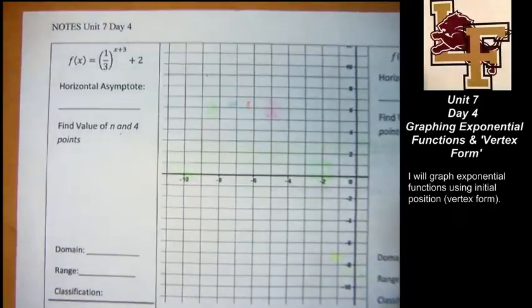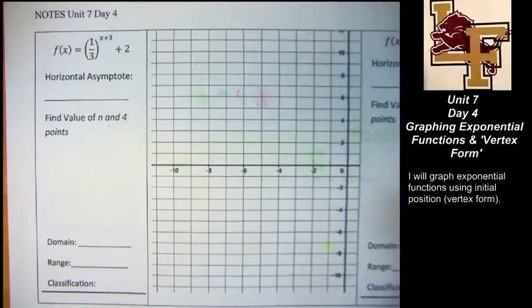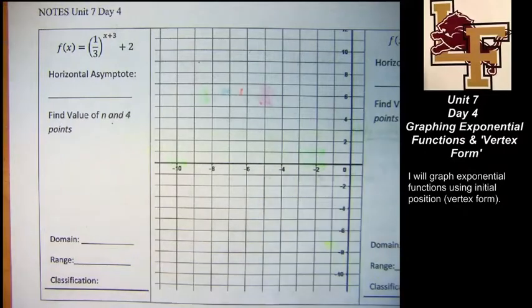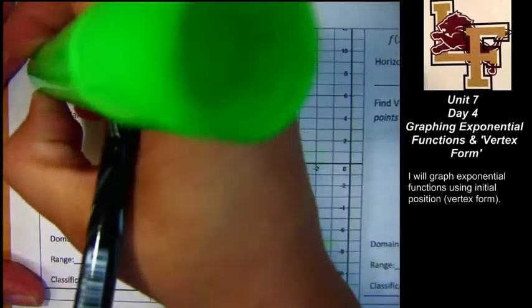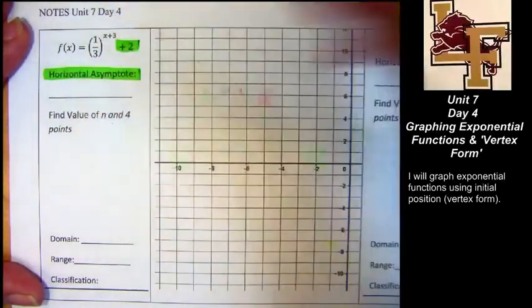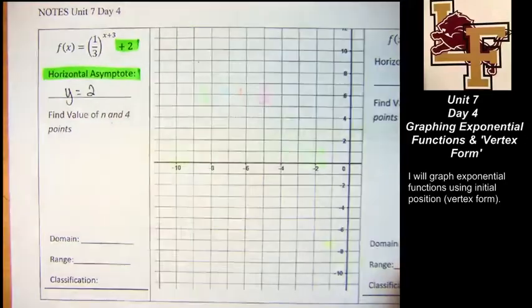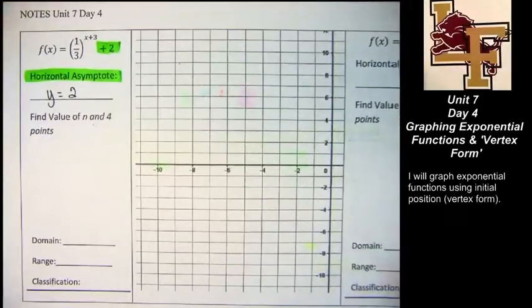Let's start at the top of the notes, day 4. That's on the back of your page 3 notes, by the way. We're going to start with the function on the left. Before we graph, we're going to try to answer all of this information before we draw a single thing. What is the horizontal asymptote? Thank you for giving it to me in equation form. The horizontal asymptote is y equals 2.